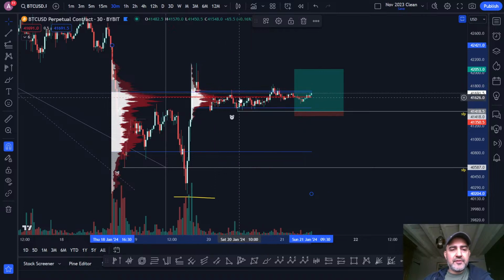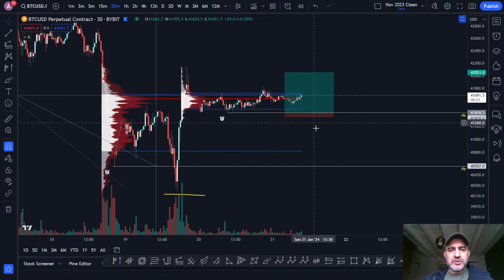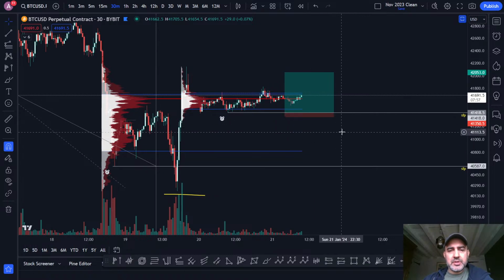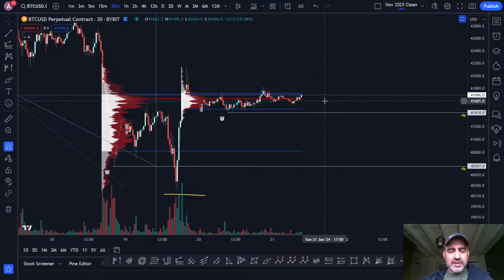Which is in the high of the value area. As long as the price is above it, it's bullish. But if the price should drop underneath it, it becomes bearish. So that's something to bear in mind when considering trades. And ideally, really, you want the point of control in the low of the range.